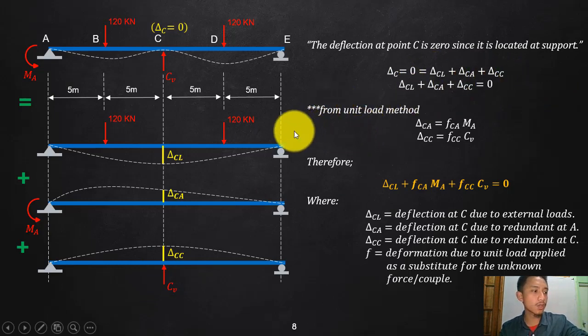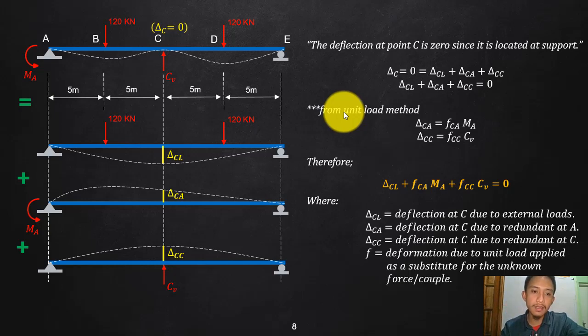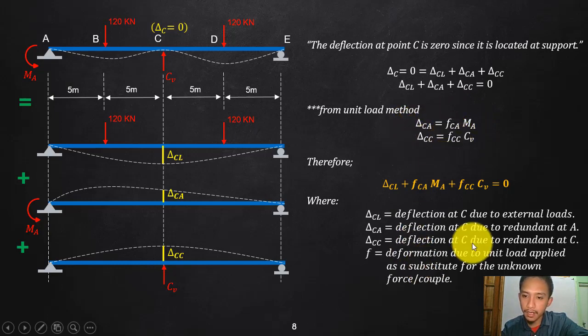However, as I was saying a while ago, in the first place we do not know MA, we do not know CV. So again, we will try to use the concept of the unit load method. Instead of applying the total of these forces, since we do not know them, why not apply a unit load, a unit moment, and a unit force here? Then whatever the effect of that, these are your small f, multiplied by your force value, and that will be the total effect. So again, small f here are just the deformations due to a unit load.